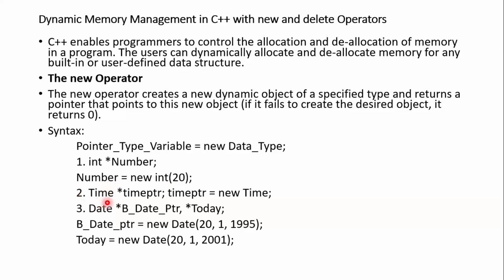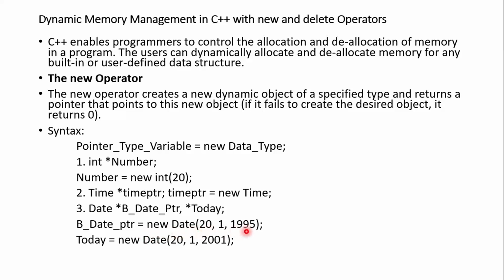Here, say time. For time also you are creating a time pointer. In this time pointer, you are creating a new object and storing the time in this time pointer object. Here you see date, birthday date pointer, and you are creating two pointers here, the today pointer. This pointer will be storing the value; it is pointing to the value, using the new operator.